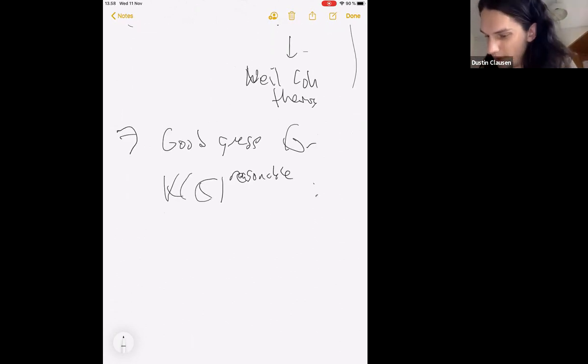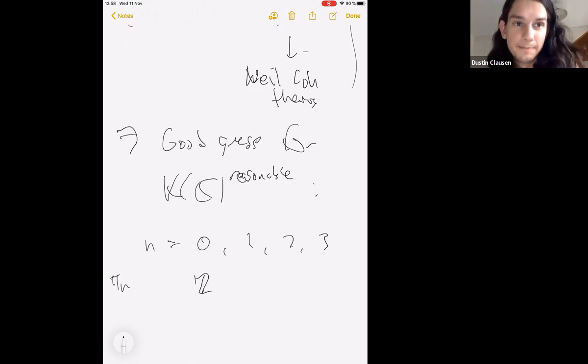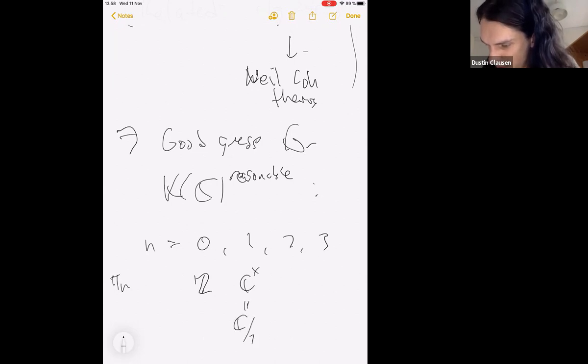And what you end up seeing is you should have a Z in degree 0. In degree 1, you have C cross. That's already reasonable. The K1 of a field is always the units in the field. So you have C cross. But maybe it's best to uniformize that and write that as C modulo 2 pi i Z, for the purposes of what's going to come later. And then you should have 0 here, and then you should have C mod 2 pi i squared Z, and then 0, and then so on.